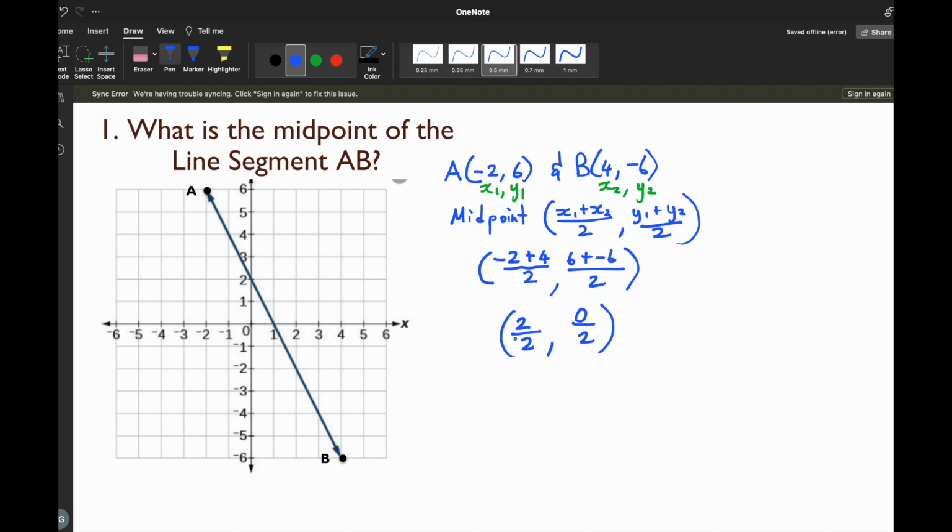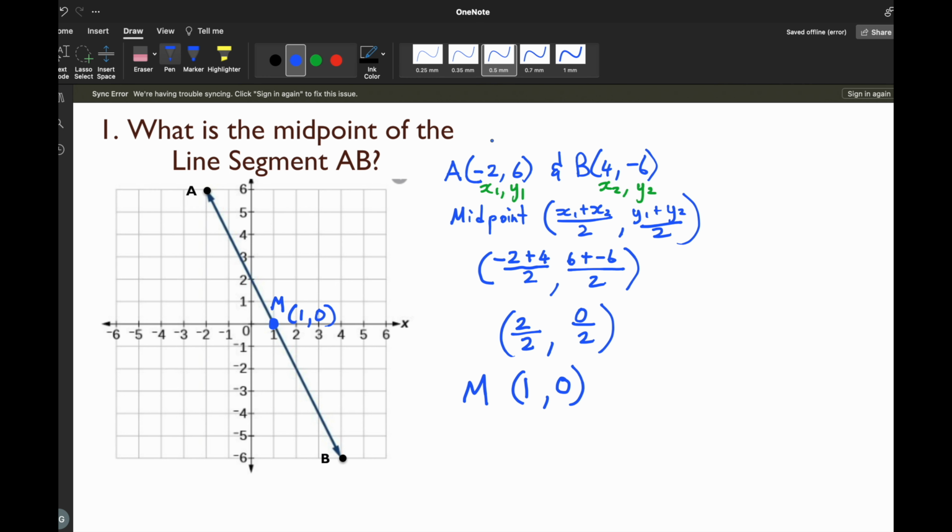All right. So now we can say 2 divided by 2 is 1, and 0 divided by 2 is 0. So therefore, (1, 0) is considered to be our midpoint. So (1, 0), which is here, is our midpoint. Notice when you compare here, the distance from here to here is the same distance from here to here. So right here is our midpoint M.